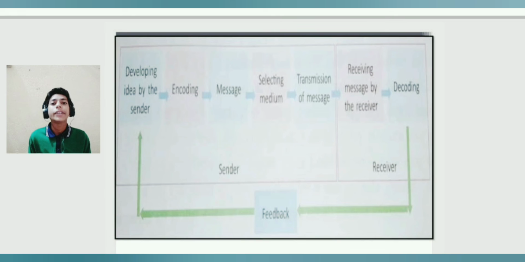A question arises in your mind: how does the communication cycle look? As you can see in this image, yes, definitely this is how the communication cycle looks. It consists of two sectors: sender sector and receiver sector. The work done by the sender sector is developing the idea, encoding the message, selecting the medium and transmission of the message, and the work done by the receiver sector is receiving the message and decoding, and both these sectors together make feedback.